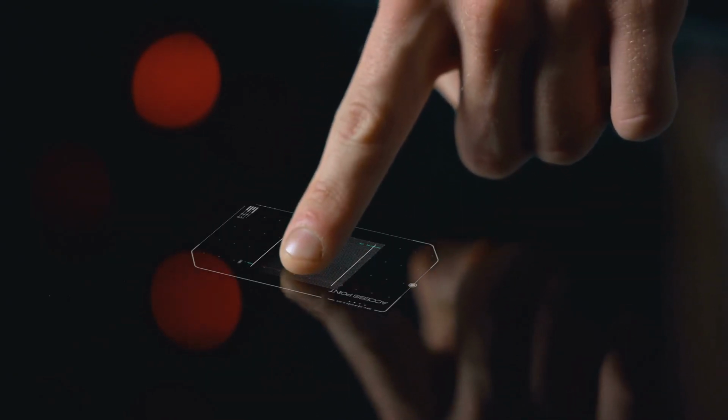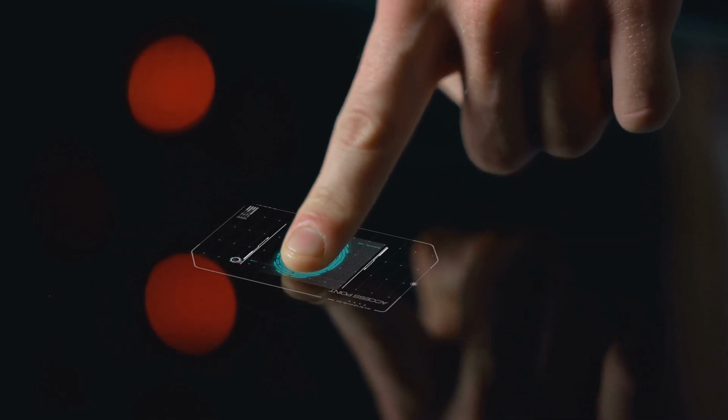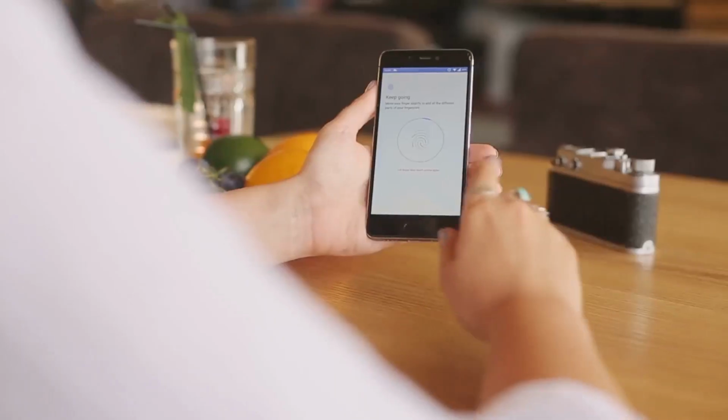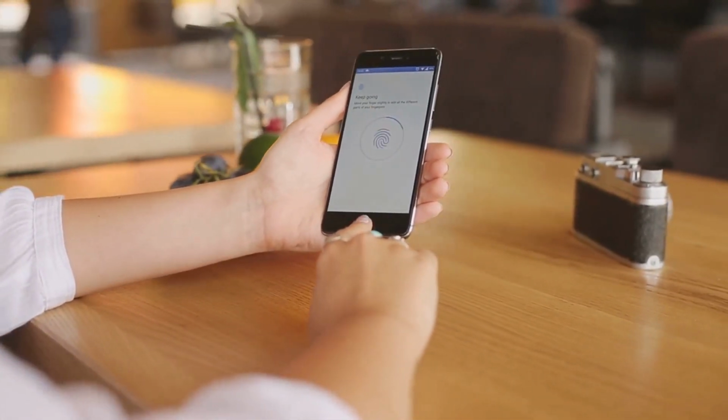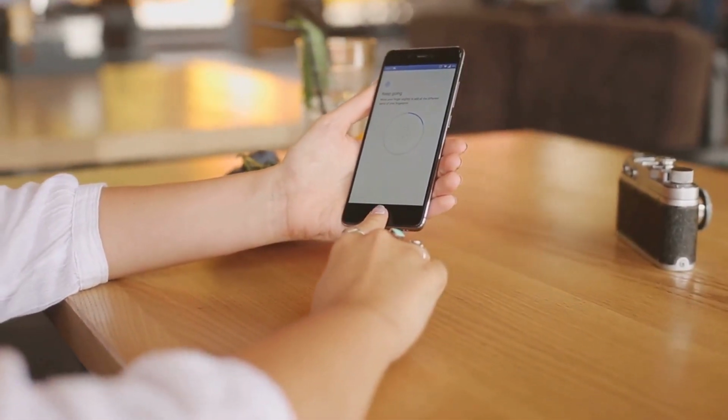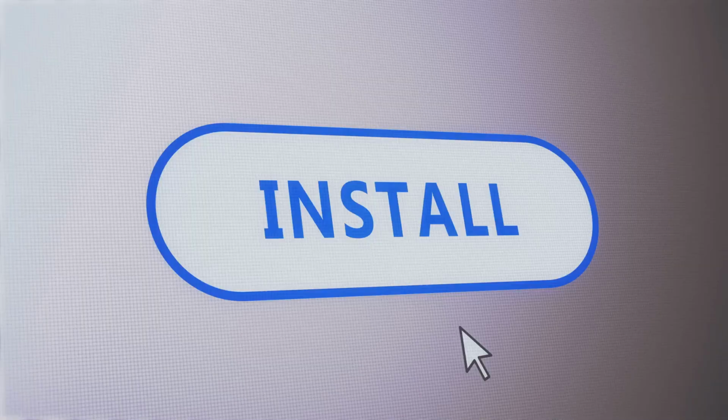Next, consider enabling two-factor authentication, or 2FA. This adds an extra layer of security, requiring not just a password, but also a secondary element like a text message or biometric data. It's like a double lock on your digital door.